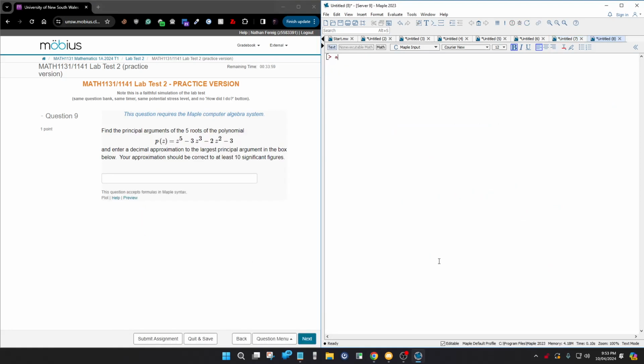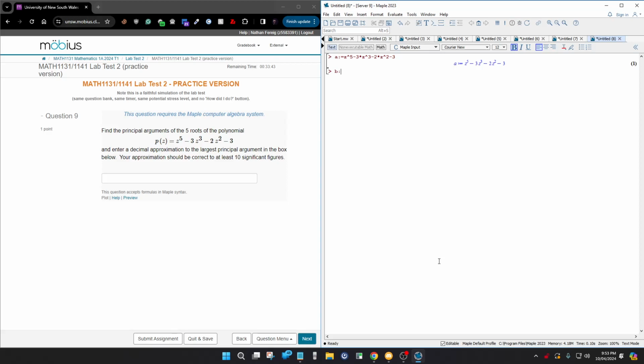Control N. We go A dash equals z^5 − 3z^3 − 2z^2. Very satisfying. Minus 3 to top it all off. And then if it loads, it will be great.